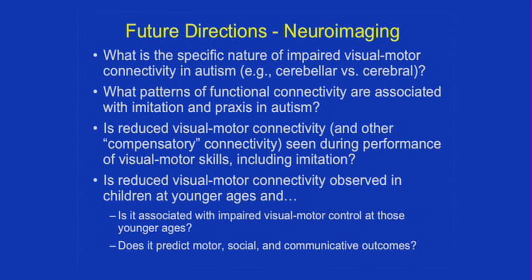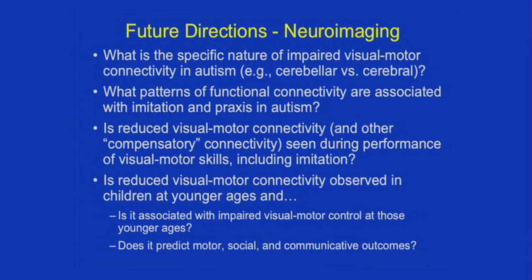So there are a number of future directions we want to go with this: understanding the specific nature of impaired visual motor connectivity. Visual motor systems are connected, as I showed you in the cerebral cortex, but visual motor integration is also a key part of what happens in certain aspects of the cerebellum. So it may be that the abnormality is really more cerebellar-based than cerebral-based.